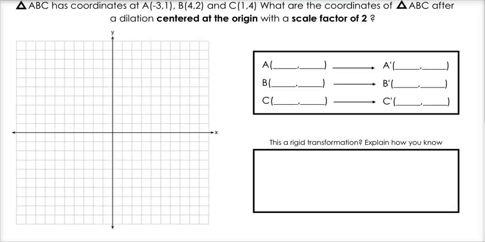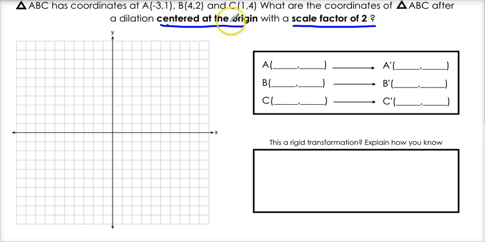All right, so now that we're on the coordinate plane, we know that triangle ABC has point A at -3, 1, B at 4, 2, and C at 1, 4. What are the coordinates of triangle ABC after a dilation, centered at the origin, and with a scale factor of 2? All right, so we have our two most important pieces of information, where our dilation is centered at and where our scale factor is.